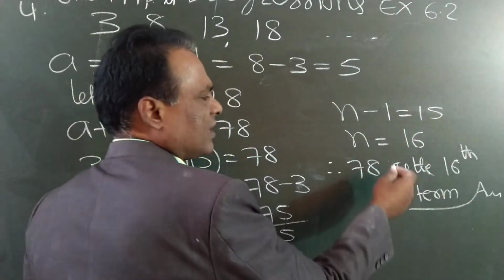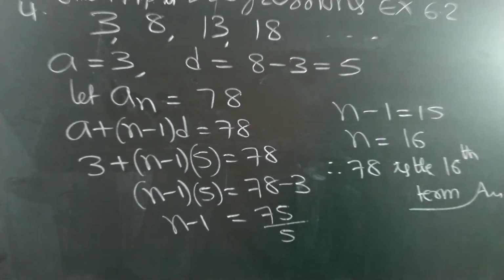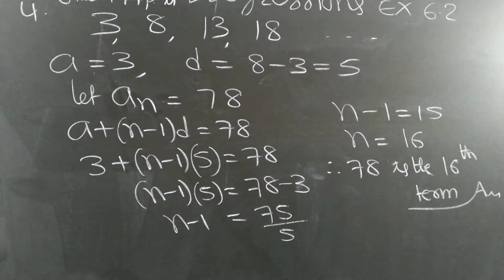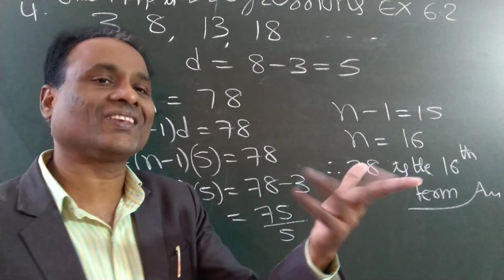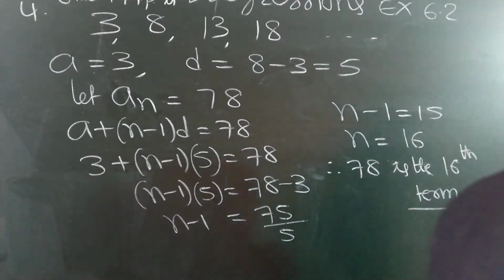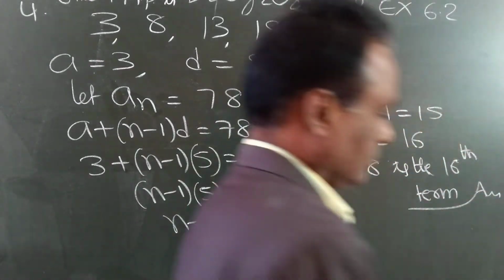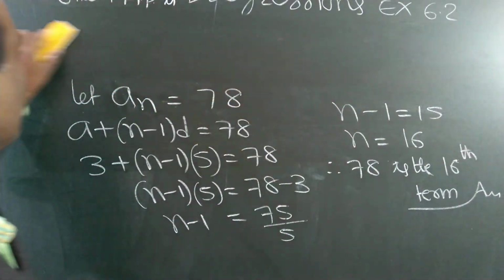Or you can leave this and write just one explanation like this. Students, followed or not? Understood or not? Let 78 be the nth term. Let us assume. Then we calculated n. n is 16. So 78 is the 16th term. The fifth problem is also the same model.